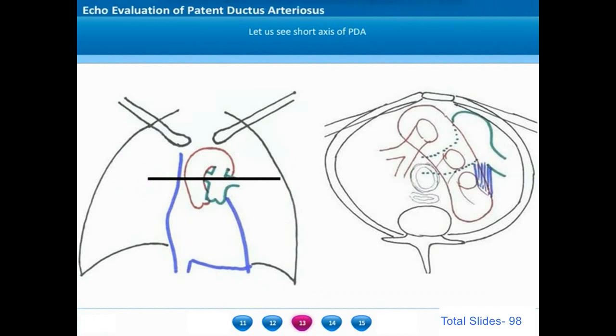In this short axis view of the ductus, we are exactly perpendicular to the previous plane. The previous ductal view was along the sagittal plane, and here we are at a horizontal plane. On the cartoon that is shown on the right side, we can identify the ductus arising from the anterior wall of the descending thoracic aorta and inserting in the pulmonary artery bifurcation.